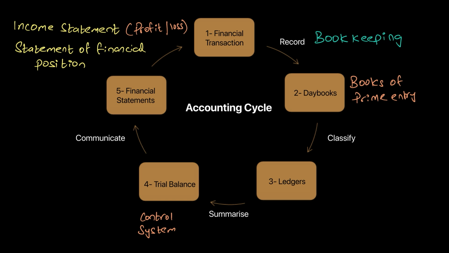And the other statement that the business will prepare for useful decision makers is called statement of financial position. The statement of financial position will essentially show the assets the firm has, the liability the firm has, and also the capital the business has at the moment. So your accounting equation can be illustrated in the statement of financial position.